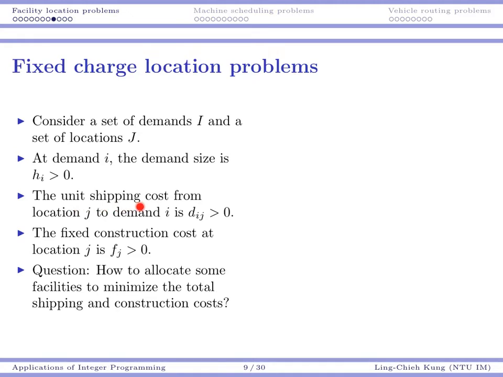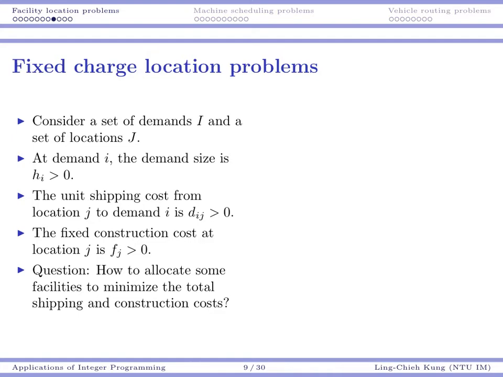The unit shipping cost now is a factor. We use Dij to denote the unit shipping cost from location J to demand I. So what's that? That means there is a demand there. There is a number of items that I need to deliver to that particular demand node. And if I do that, I need to pay shipping cost. And that shipping cost typically is proportional to the distance or to the traveling time.